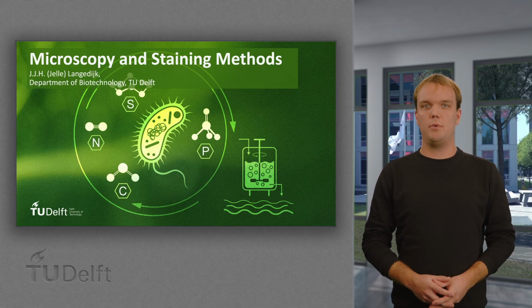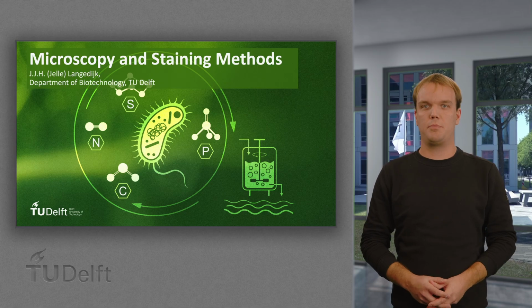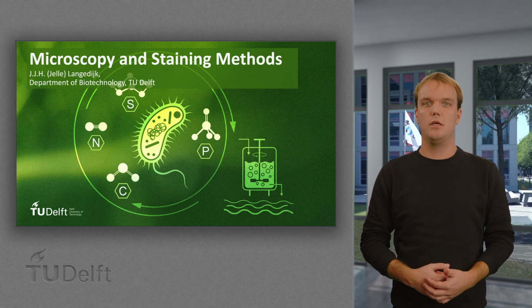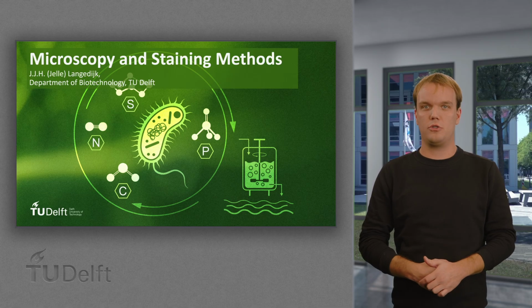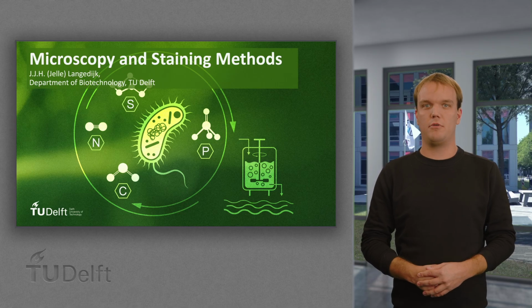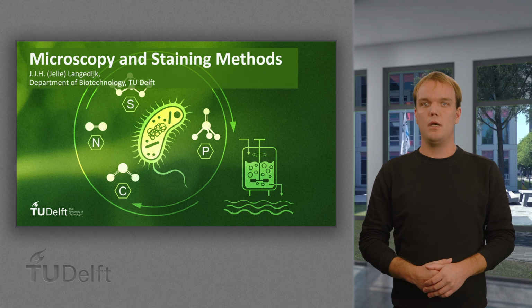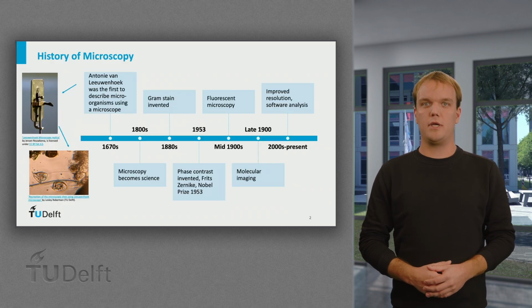In this video we will explore how microorganisms can be visualized, the major types of microscopies used in microbiology, and several key staining techniques that help us understand microbial structure, function and activity. By the end of this lecture, you should have a good foundation for interpreting microscopic images and understanding why these methods are essential in environmental biotechnology and microbial ecology. Let's start with a brief look at history.